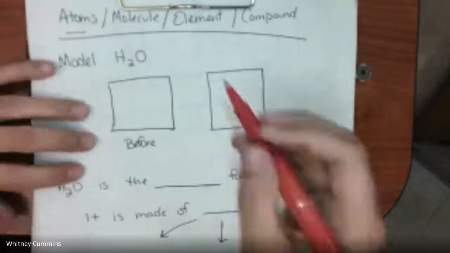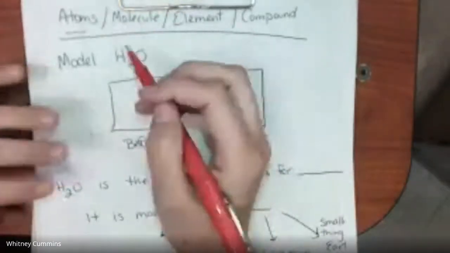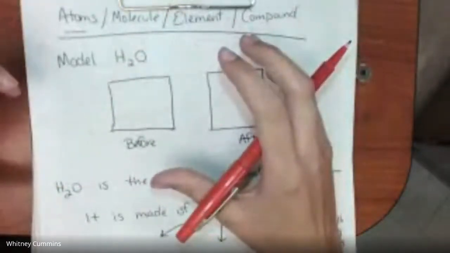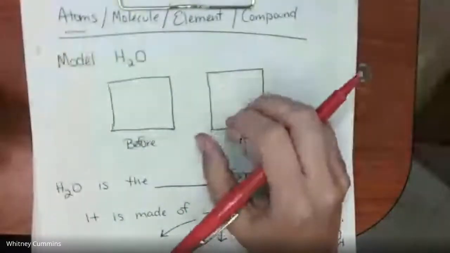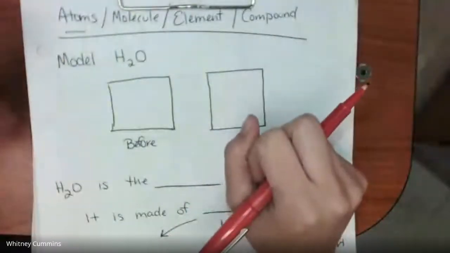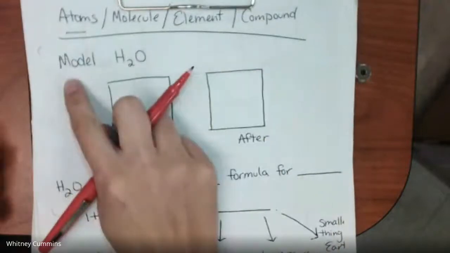Okay, so today we're going to talk about atoms, molecules, elements, and compounds. And this is just kind of an intro to get you into understanding the periodic table and a little bit about the things we're going to use. So the first thing I always have my kids do is model H2O.